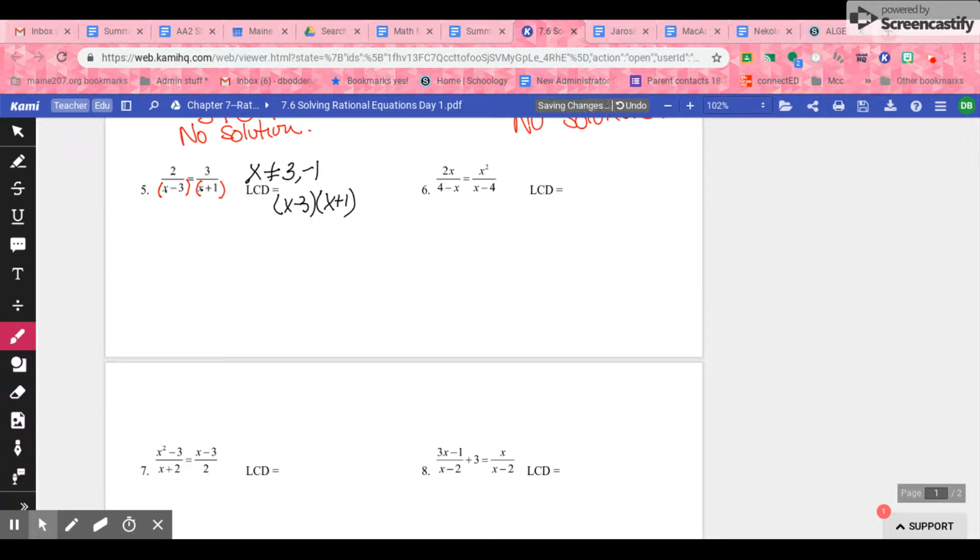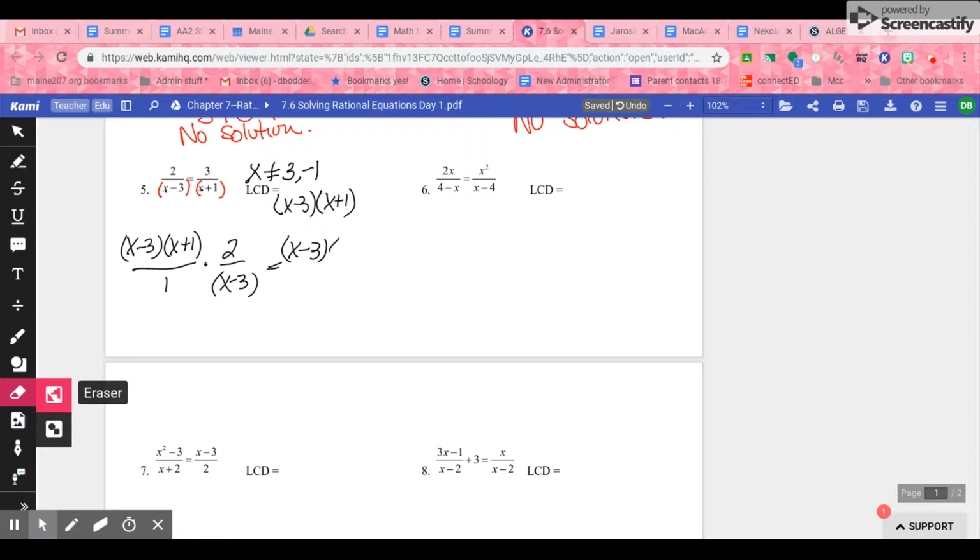Once you have that least common denominator, you're going to multiply every term in the equation by that least common denominator. So x minus 3, x plus 1 over 1 times 2 over x minus 3 equals x minus 3, I'm writing too fast.